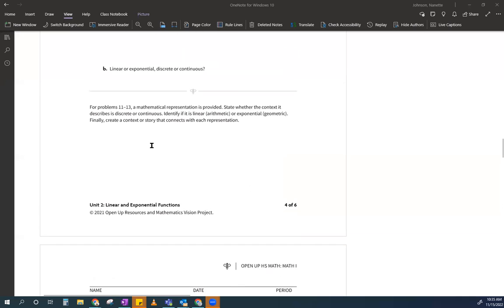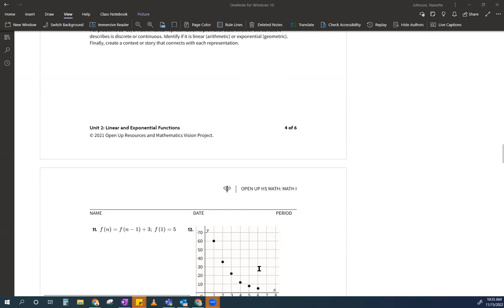So they don't want us to find an equation. They just want us to say discrete or continuous. So looking at this picture, is this discrete or is this continuous? Let's see, you all say discrete, Miss Johnson. Yeah, it's discrete because they're disconnected, right? Identify if it's linear or arithmetic or geometric. This does not look like a straight line, so it's geometric.